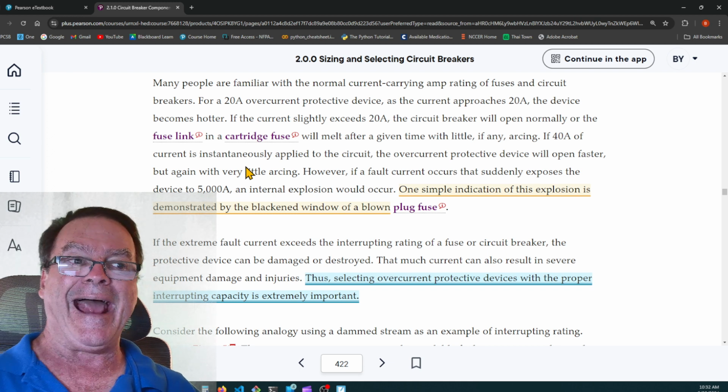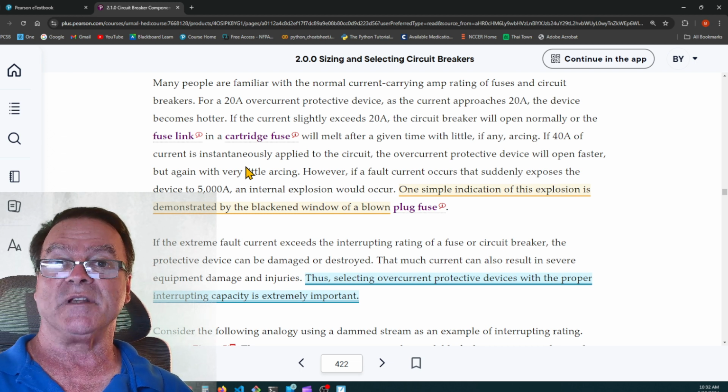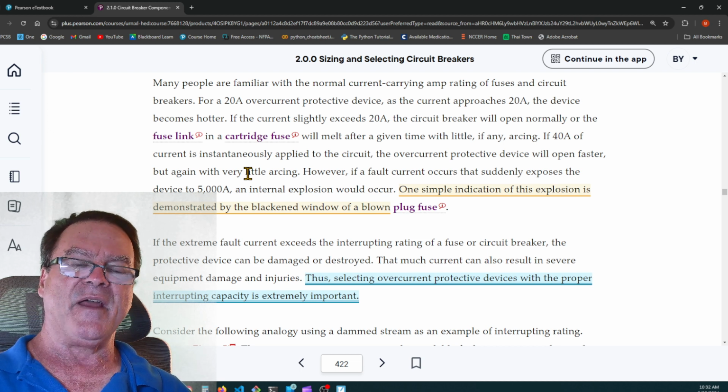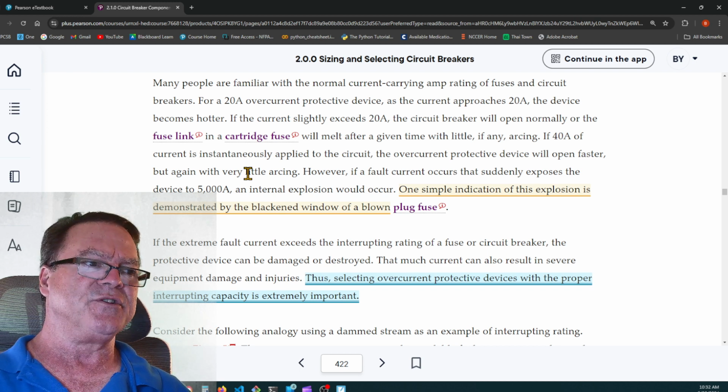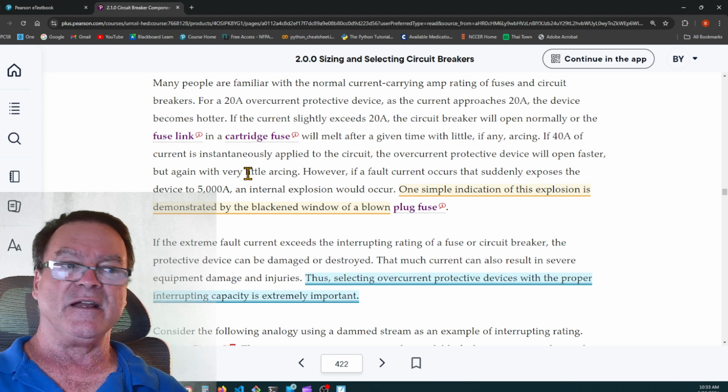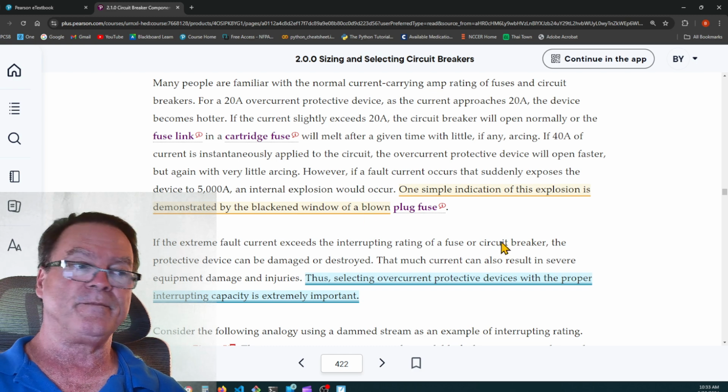They have a melting alloy fuse link that will melt and separate, and they also have something internally to extinguish the arc. As soon as that fuse melts, it's surrounded by sand or silica, some substance that's going to extinguish the arc. It's not going to allow it to continue to burn.